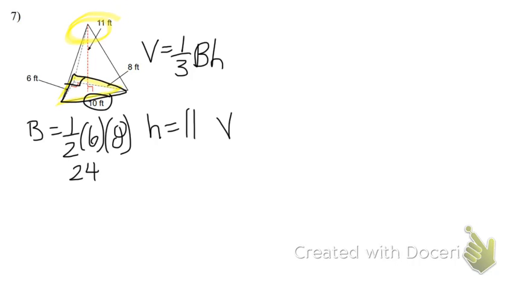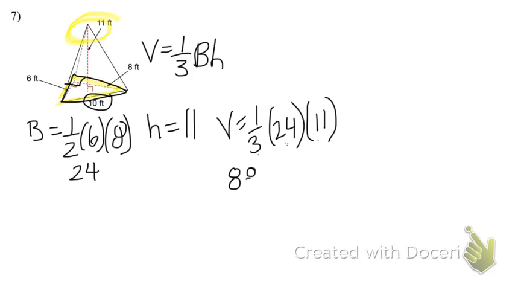So the volume of my pyramid, don't forget the 1/3, it's 1/3 area of the base, which is 24, times the height, which was 11. Again, you can do 24 times 11 and then divide by 3, or you can do 24 divided by 3 and then times 11, whatever's easier. I'm going to do 24 divided by 3, which is 8, and 8 times 11 gives me 88 cubic feet.